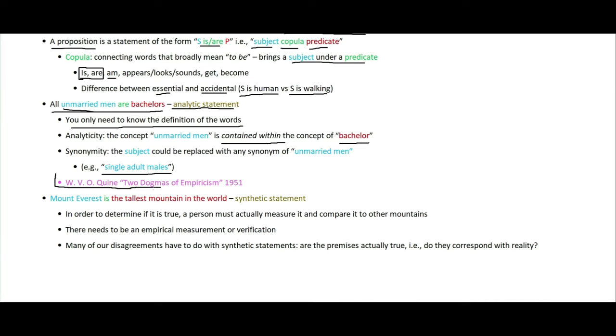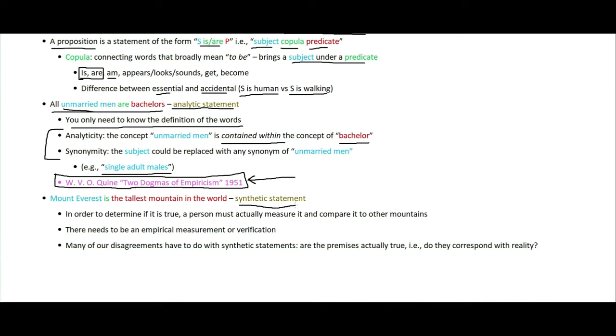So I put this reference here: Willard Van Orman Quine's Two Dogmas of Empiricism, which is probably one of the most famous papers in philosophy, that came out in 1951, which calls into question all this stuff about analyticity and synonymity. I'm not going to get too much into that, but I just wanted to point out that there is controversy about what it means for a statement to be analytic. But I think in most cases people can have an intuitive understanding of what it means that a statement is analytic.